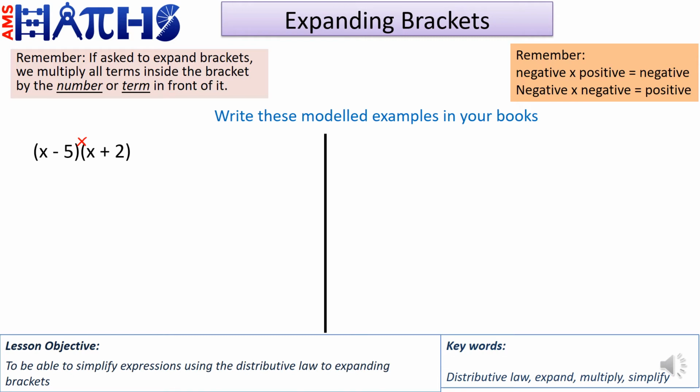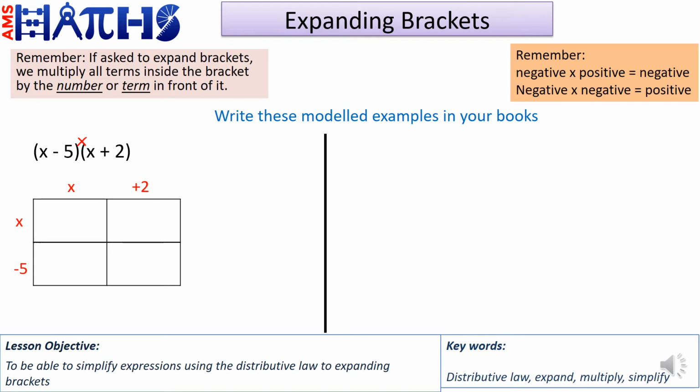So we'll set up a grid like the one you are seeing now, a 2 by 2 grid, and then what we do is we'll split the terms in each bracket. For the terms in the bracket x minus 5, we will separate them and put them along the side of our grid, and then for our x plus 2, that will go on top of our grid.